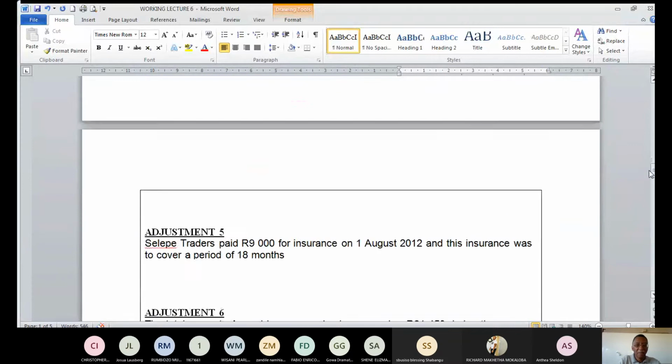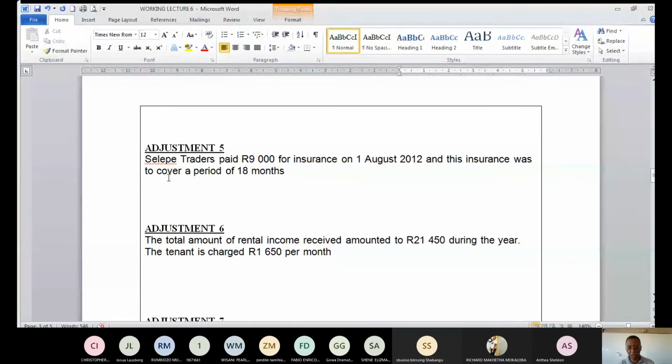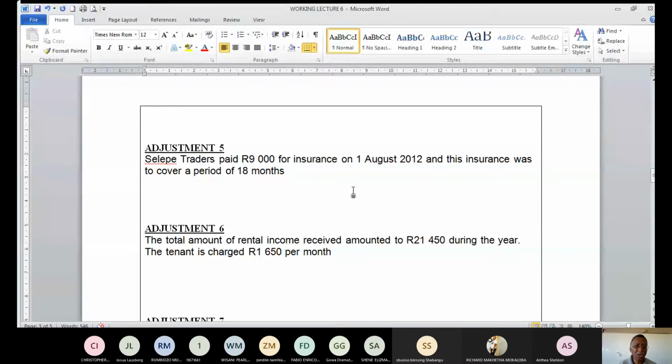Selepe Traders paid 9,000 Rand for insurance on the 1st of August 2012. And this insurance was to cover a period of 18 months. Now your financial year ends on the 31st of July 2030. So if you have paid now for 18 months, 9,000 Rand, you take the 9,000 and you divide that now by 18 months to see how much you actually pay for 1 month.